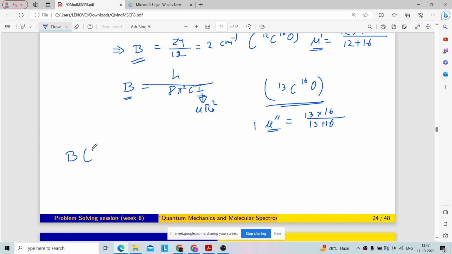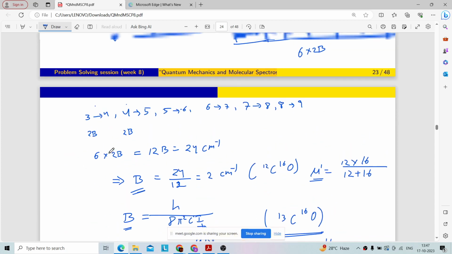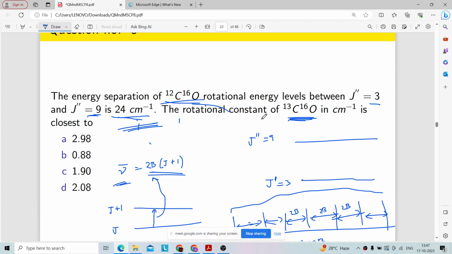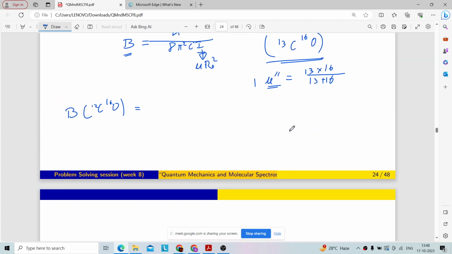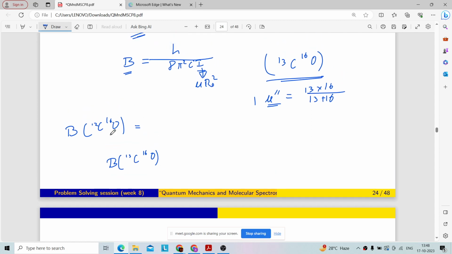B for 12C16O we know. Now we have to calculate the rotational constant for 13C16O. That means we have to calculate B for 13C16O. Everything we have, so this value we have to calculate. Do you know how to proceed from this? Any idea?